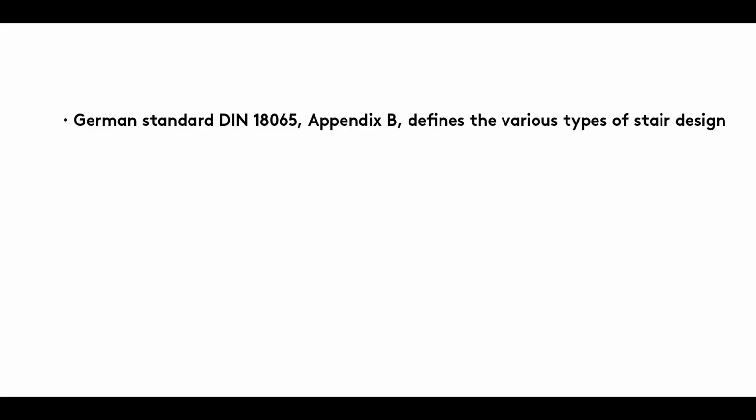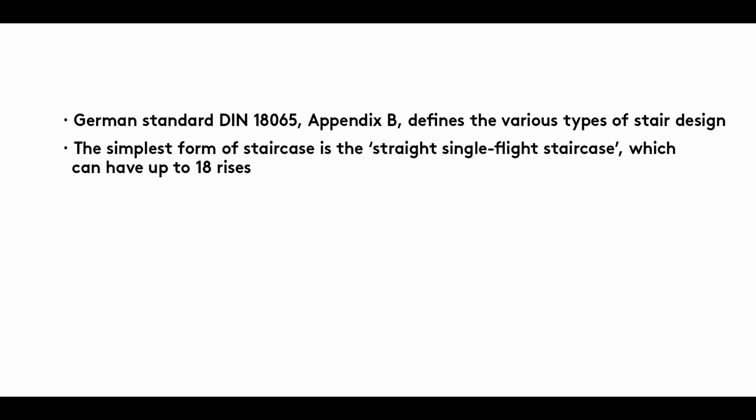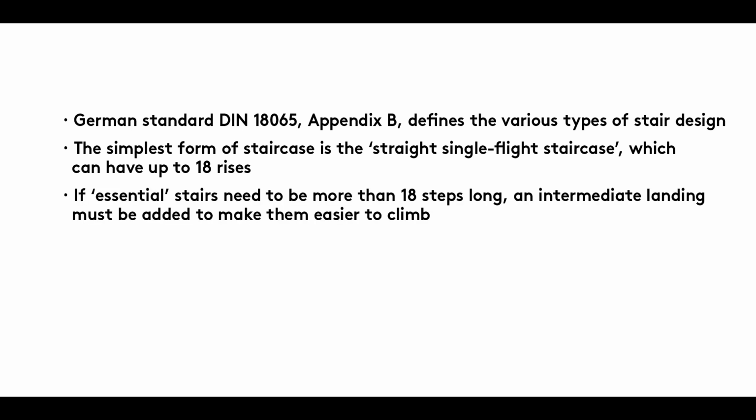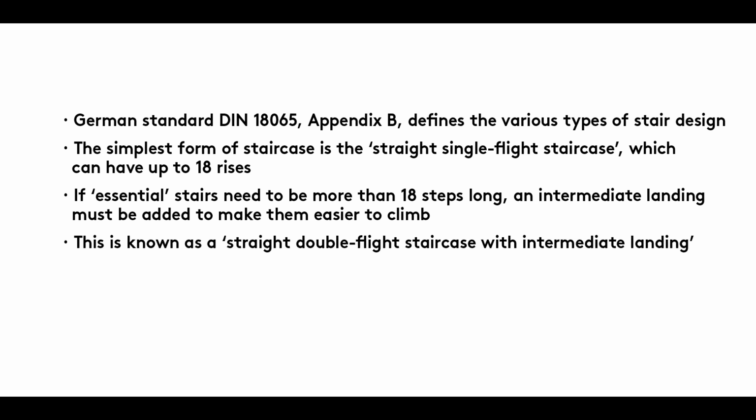Summary. German Standard DIN 18065 Appendix B defines the various types of stair design. The simplest form of staircase is the straight single-flight staircase, which can have up to 18 rises. If essential stairs need to be more than 18 steps long, an intermediate landing must be added to make them easier to climb. This is known as a straight double-flight staircase with intermediate landing.